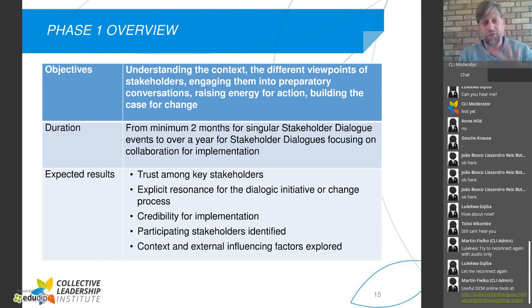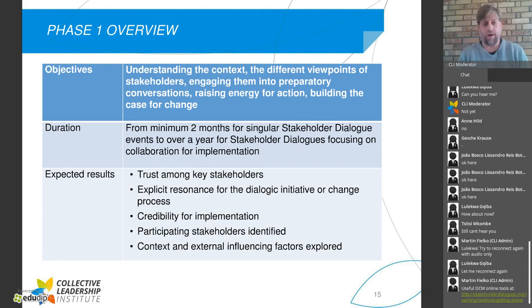So in phase one, as you see, it's understanding the context, getting the different viewpoints of stakeholders and engaging them in preparatory conversations, raising energy for the action. That's what I said before about resonance and really building that case for change. The duration can be from 2 months for one stakeholder dialogue, just setting it up, to way over a year, depending on the circumstances, for really bringing a stakeholder system together to move a transformative change process or multi-stakeholder dialogue forwards.